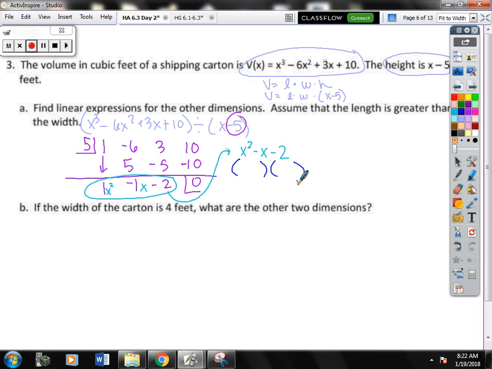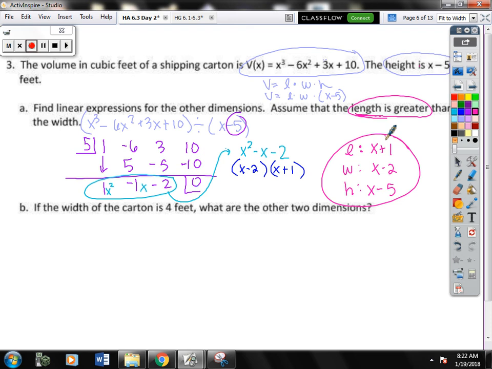Okay? So this would be x minus 2, x plus 1, so that whenever I FOIL it, I get negative 1. And then they want us to assume that the length is greater. So obviously adding 1 to a number versus subtracting 2, adding 1 would be the bigger one. So we would say that length is going to be x plus 1, and width is going to be x minus 2. Because no matter what you plug in for x, this would be the bigger one. Okay, and then we also had height from before in case you want to jot it down just to have them all here. X minus 5.